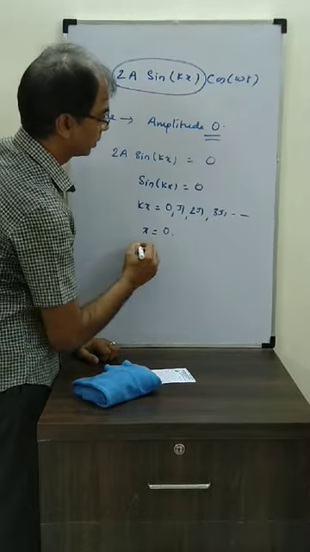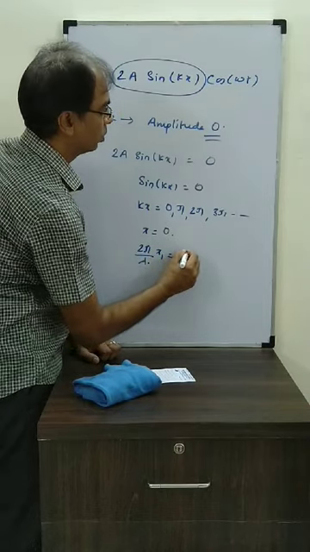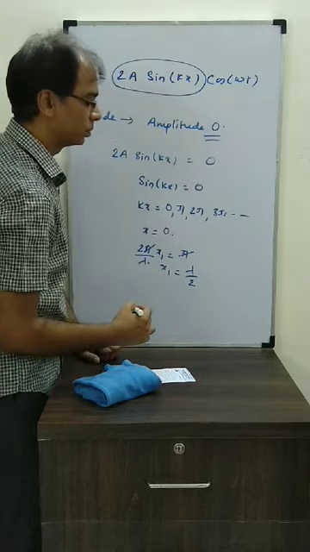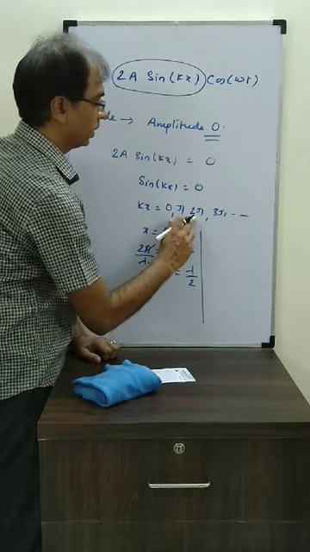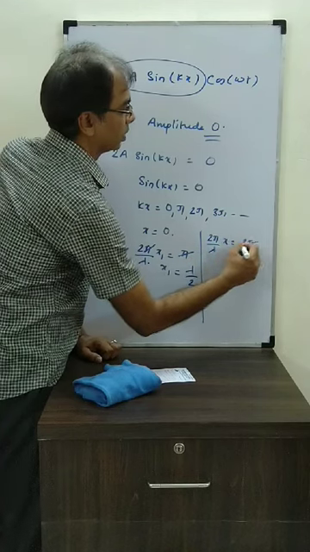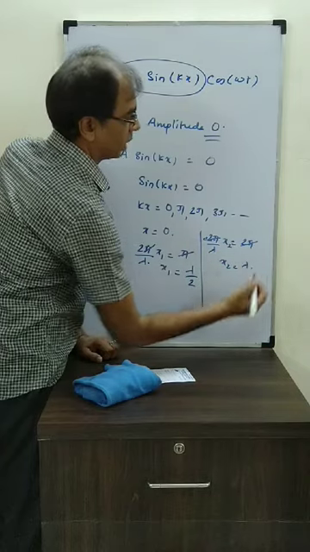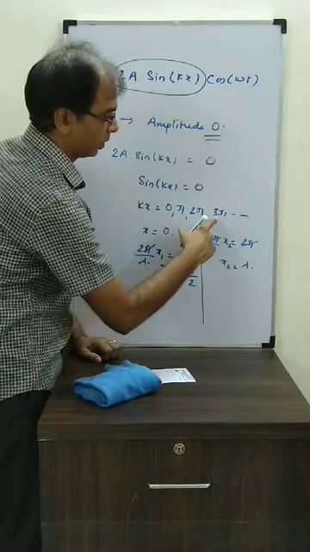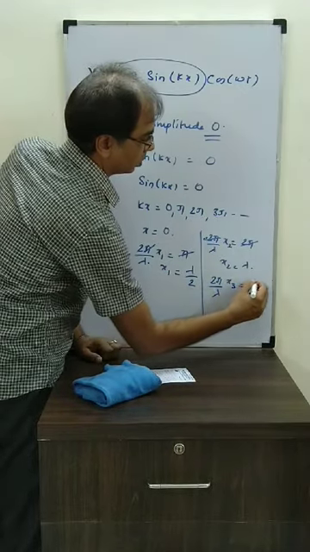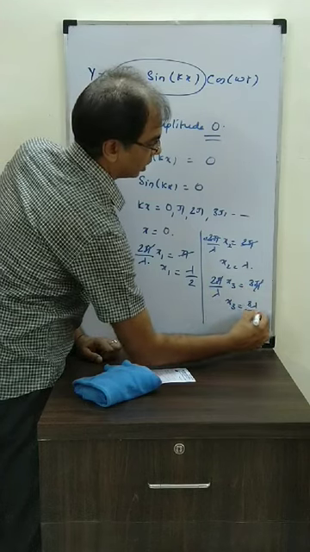Then the second one: k, which is 2 pi by lambda, into x1 equals pi. So the second node value is lambda by 2. Same way for the third one, 2 pi by lambda into x equals 2 pi. So where is the third node? The third node is at lambda. Fourth one, same way for 3 pi: 2 pi by lambda into x3 equals 3 pi. Pi gets cancelled, x3 value is 3 lambda by 2.